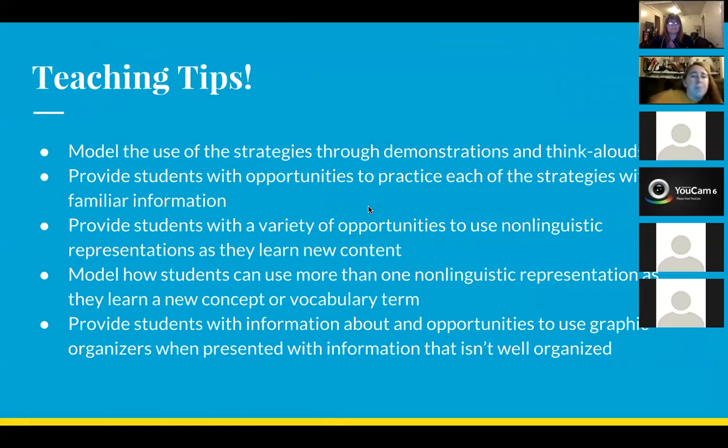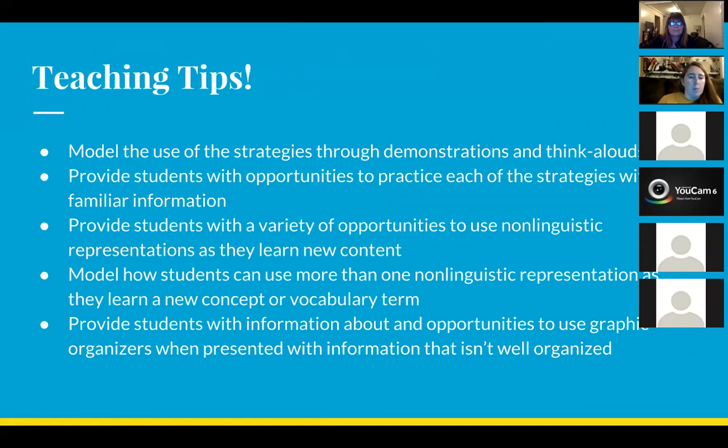Some teaching tips that the book had, just summarizing everything that Lori and I have talked about. Make sure to model the use of the strategies through demonstration and think alouds. If the students aren't able to see what's expected of them, they're not going to fully understand it and not be able to complete the task correctly.